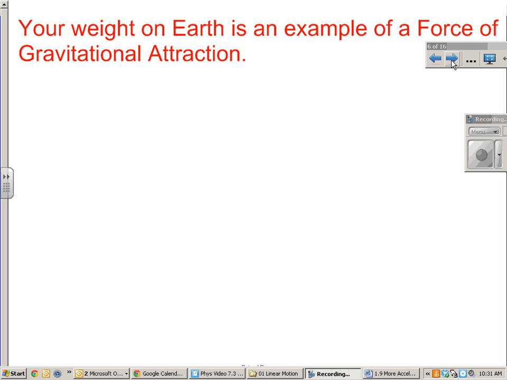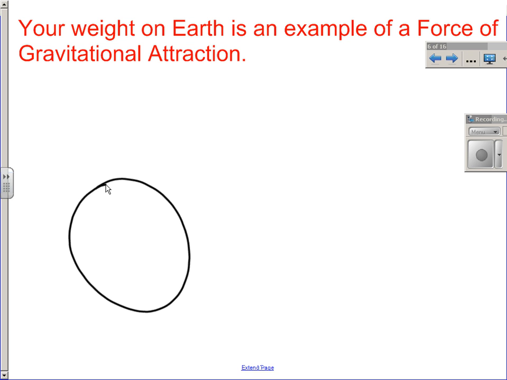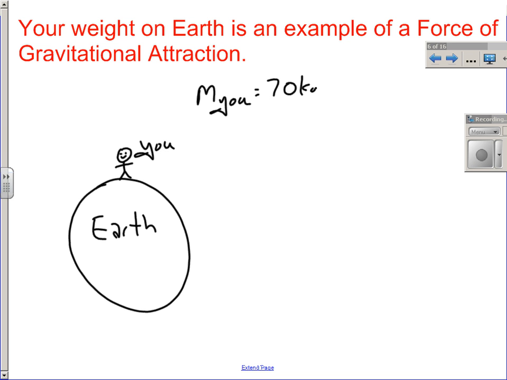Your weight on Earth is an example of the force of gravitational attraction. Check it out. So here's the Earth. Here's you. Hello. If you wanted to find the force of gravitational attraction, you would need to know your mass, which, for the sake of argument, will be 70 kilograms.